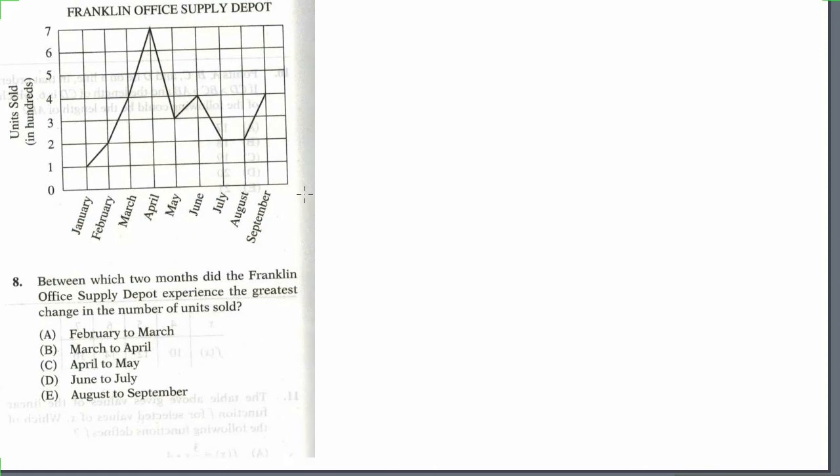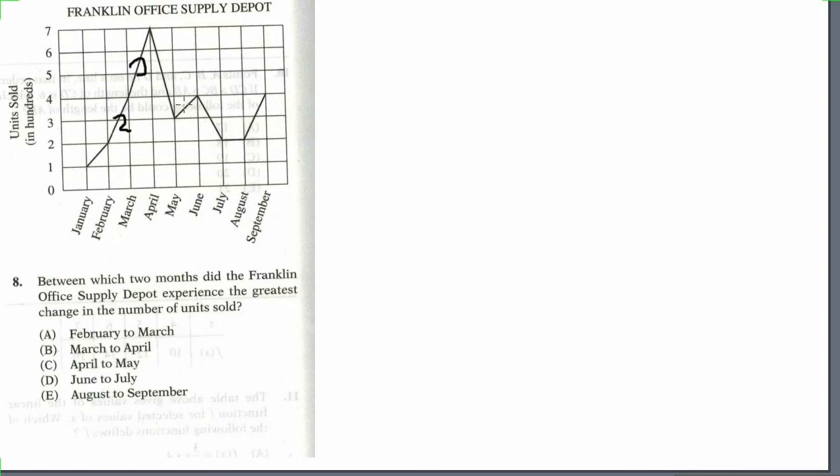Alright, between which 2 months did Franklin Office Supply Depot experience the greatest change in the number of units sold? Alright, so for this we really just want to see what's the difference between the y's here between a particular pair of months. So February to March here we have 2 to 4, so we have 2 in that interval. March to April is going to be 1, 2, 3.